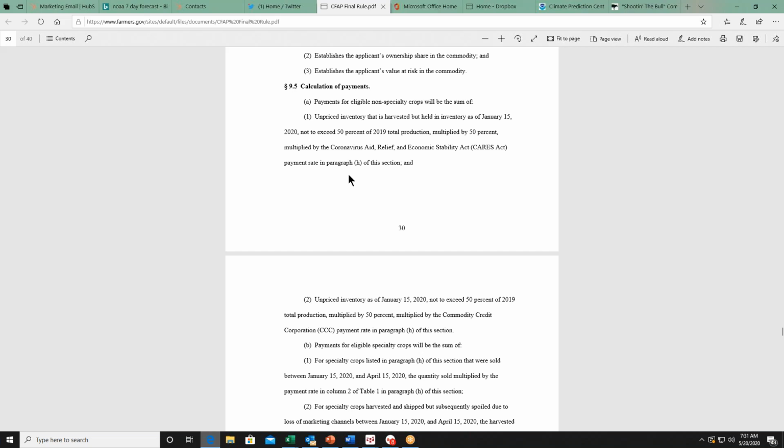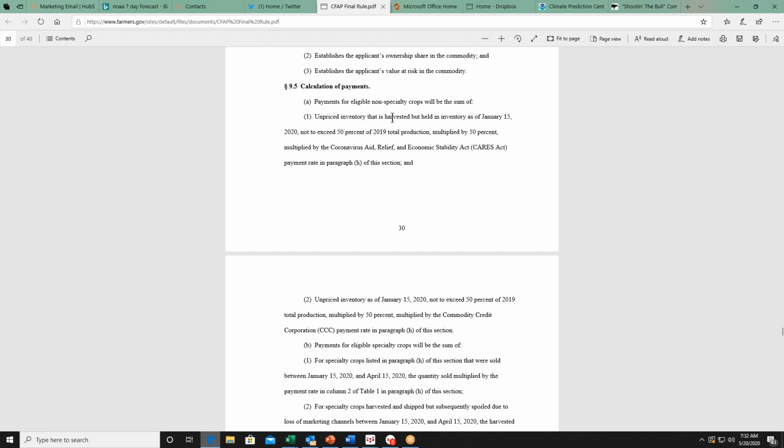The rule says that you will receive payments, and non-specialty crop, corn and soybeans are included in this. So you can just assume that means corn and soybeans. You will receive payments on unpriced inventory that is held in inventory as of January 15th. There is a little bit of ambiguity here as to if you had delivered to your end user but had not yet priced the bushels on January 15th, whether or not you are excluded on those bushels. I don't know that answer. I don't know how the agency is going to interpret that.